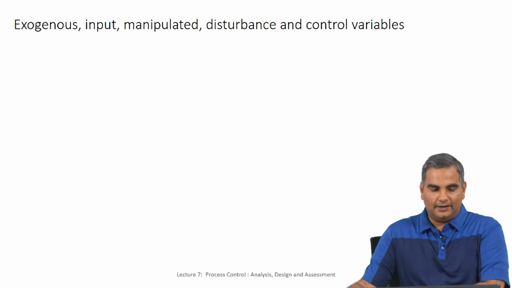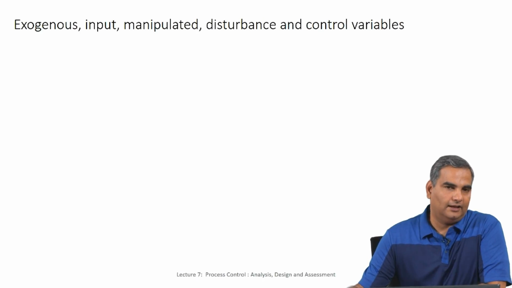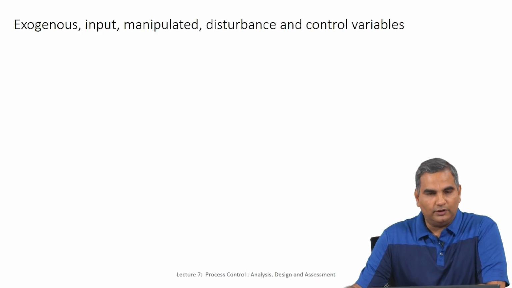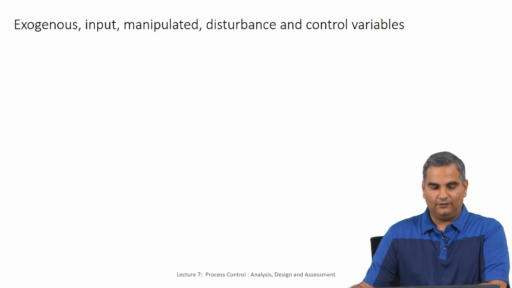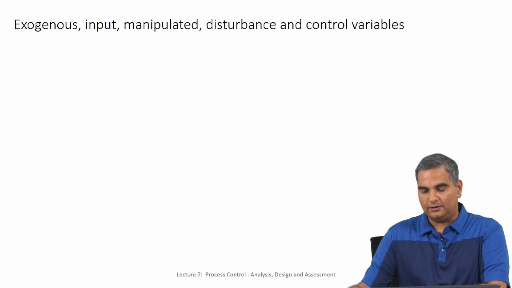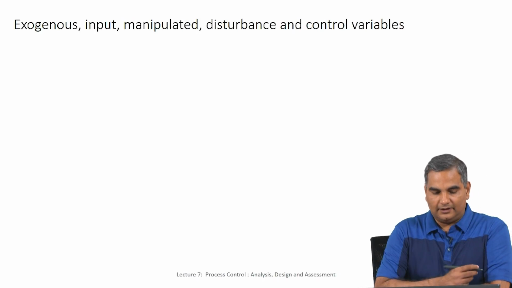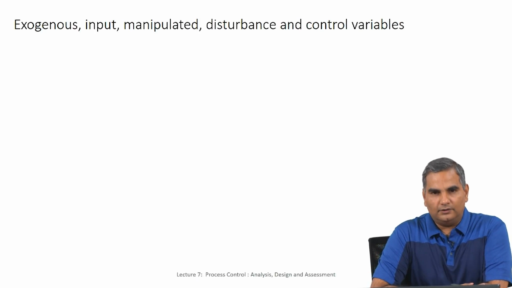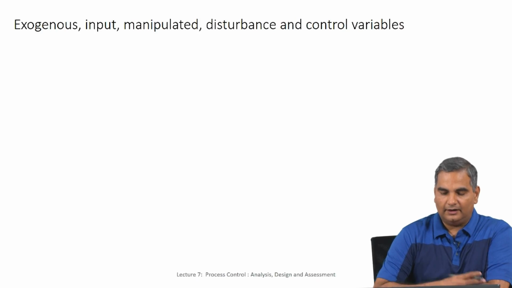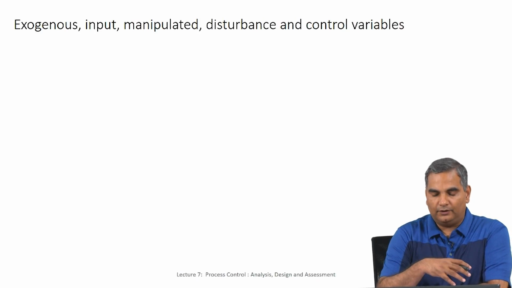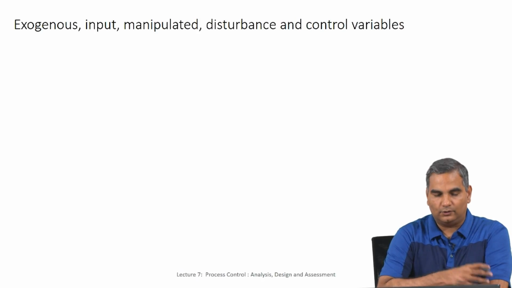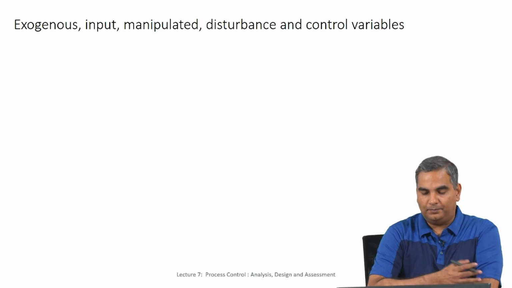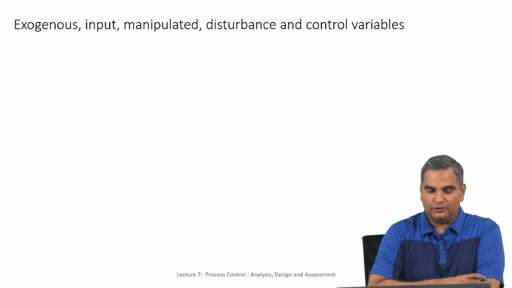But before I do that, there are certain terms that we keep seeing again and again in control, and I want to explain what these mean and give you an idea of how we use these terms in control. So, the terms that we keep coming across are exogenous variable, input variable, manipulated variable, disturbance variable, and a control variable. I just want to explain to you what these are, and I will also show you how depending on how you design your process, an exogenous variable in some case could be an input variable, or a disturbance could be made into a manipulated variable if you add some instrumentation and so on.